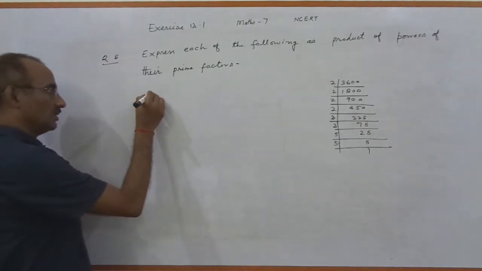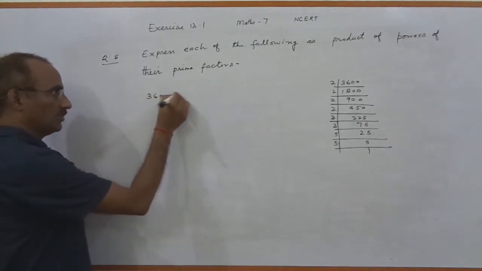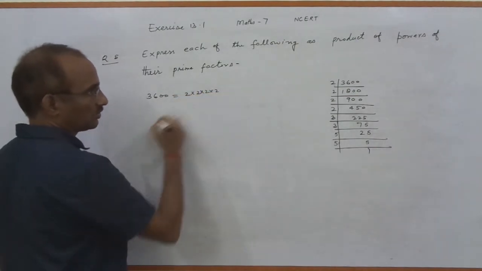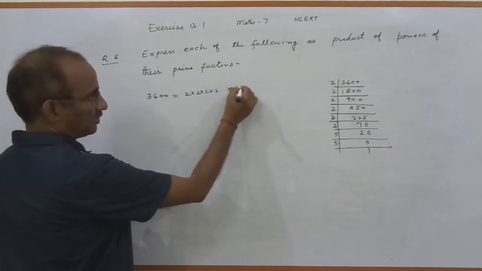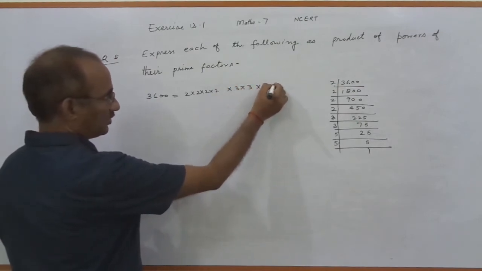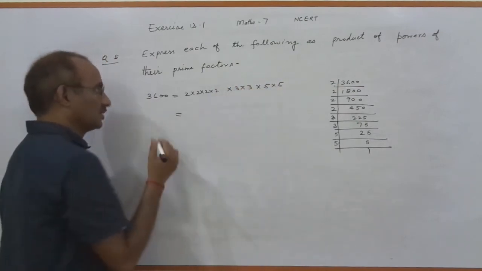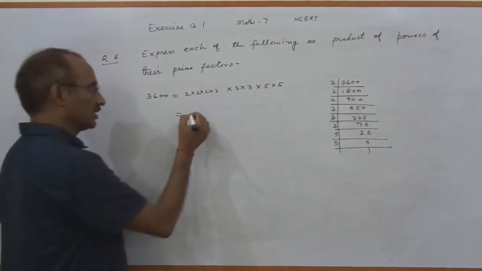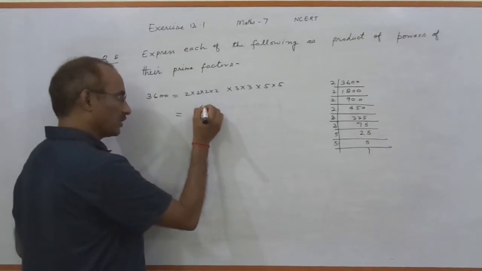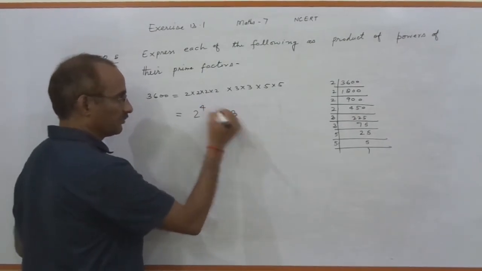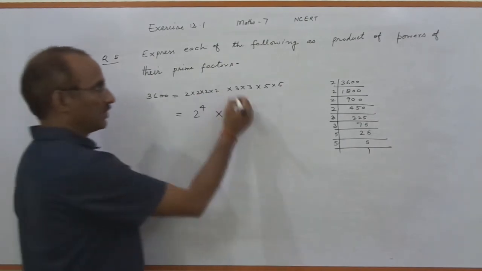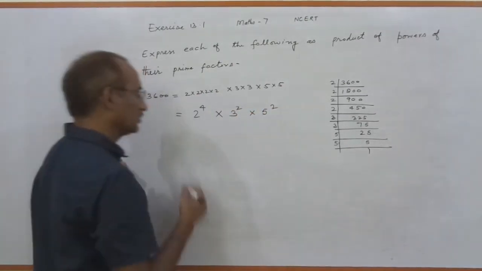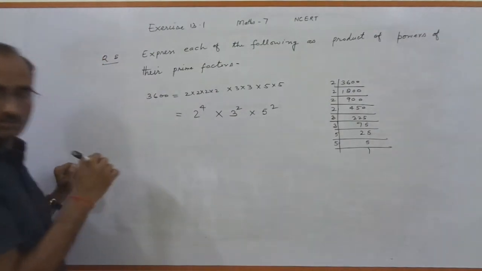So 3600 will be written as 2 into 2 into 2 into 2 and 3 into 3 and 5 into 5. 2 multiplied four times can be written as 2 raised to the power of 4, multiplied with 3 raised to the power of 2 and 5 raised to the power of 2. So this is our answer.